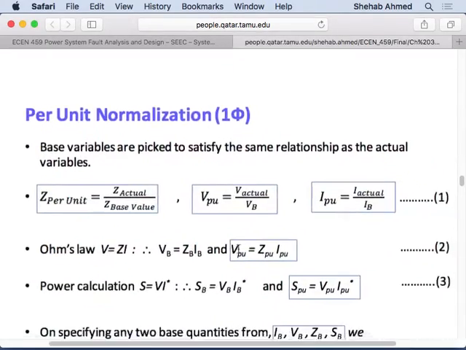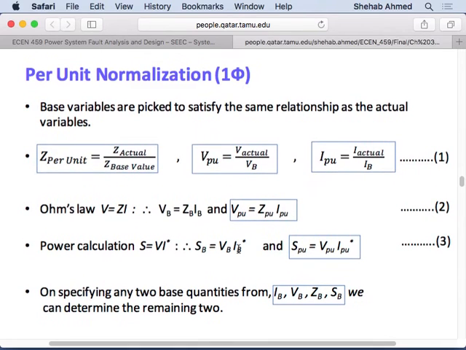So let's do some of the math. In the per unit notation, the per unit value of any of the 4 quantities that we have is basically the actual value divided by some base value. Same thing for power. And then the power relationship holds as well.